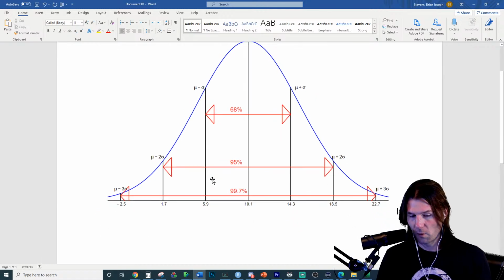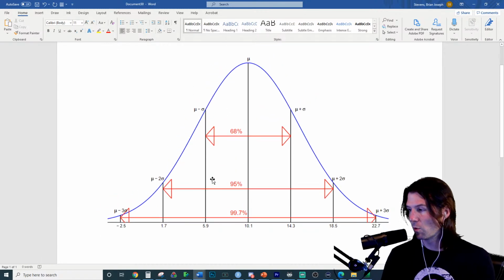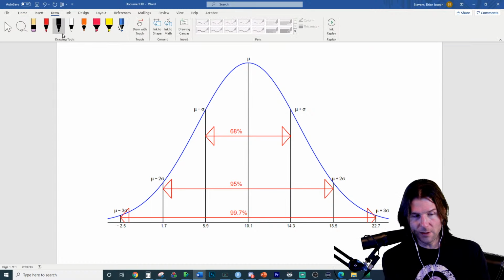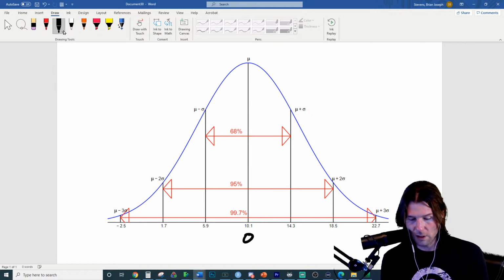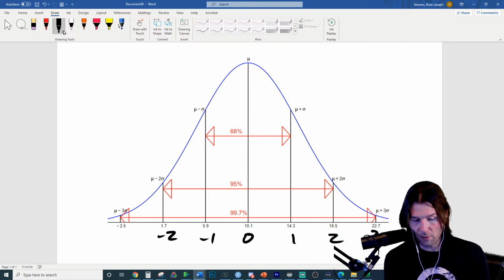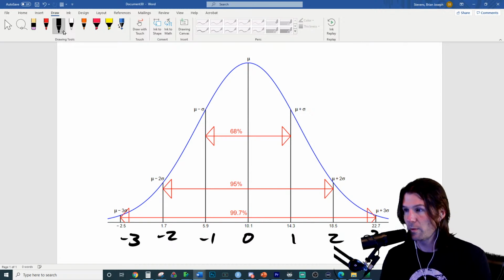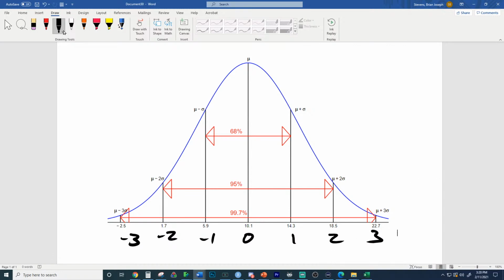So here's what we do. Whenever we have these problems, we draw out our curve, and we add to it the z-scores. 0, 1, 2, 3. This is now the standard normal. We call this the standard normal because it has these standardized measurements of z-scores on it. So with the standard normal on the screen, I'm now going to do the inside-outside trick.